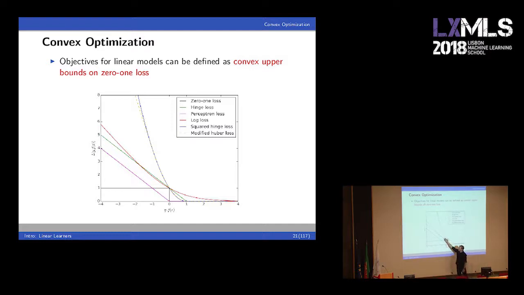What they also do differently is, if you have an error, the error is penalized more heavily in the log loss. It's an exponential curve, than in the hinge loss and in the perceptron loss, which is a linear penalty on errors. Or even worse for the others, the squared hinge loss and modified Huber loss.